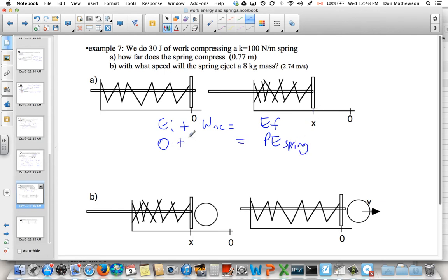Where did this come from? Well, you, the person, through your applied force, you did 30 joules of work, and that's going to go into the spring. So we can then make a formula equation that looks like that. We can then reduce it to a calculation by putting in the known amount of work and the given k value. And if you solve that, then you should find the given answer of 0.77.